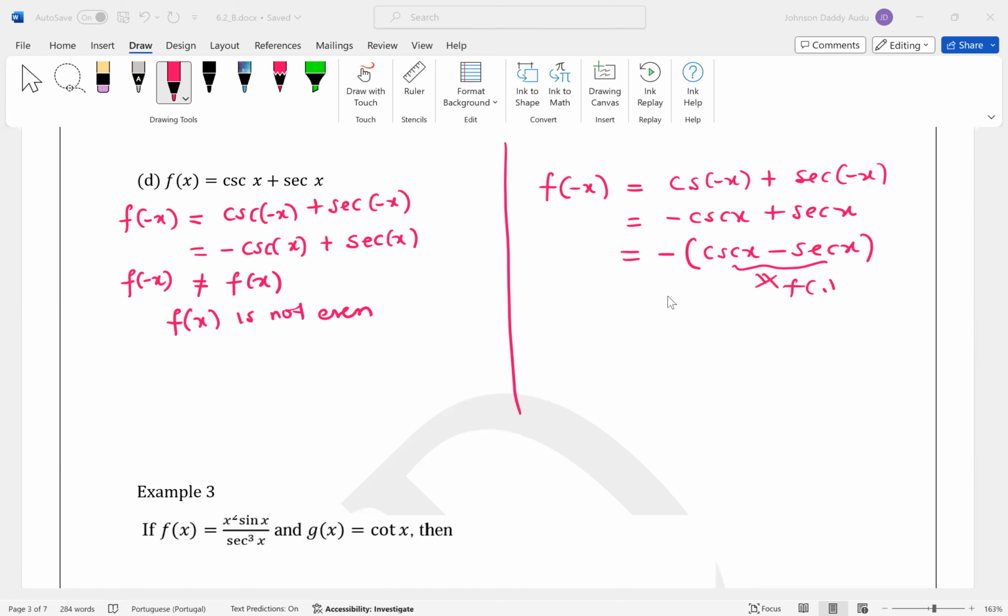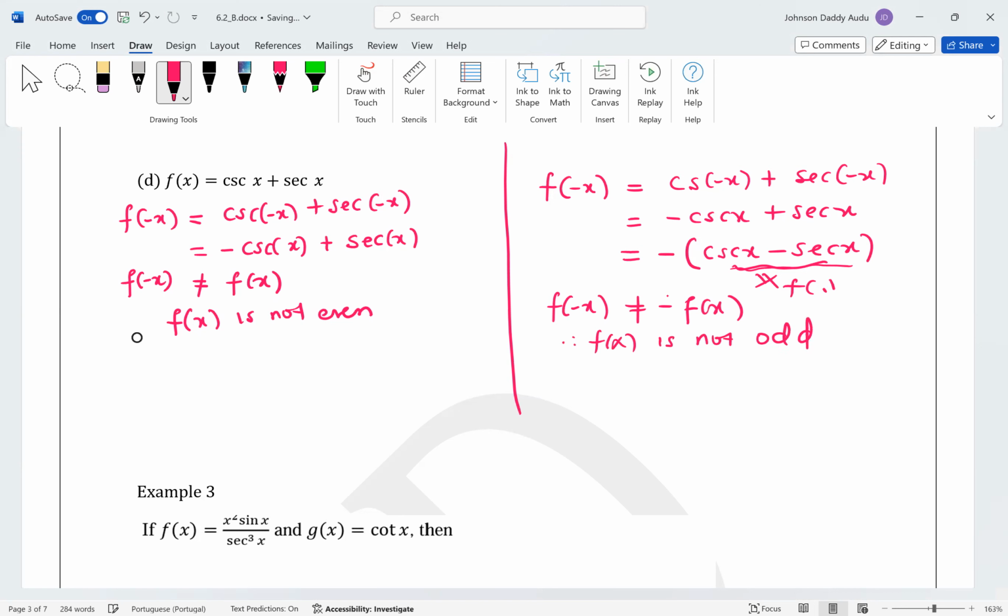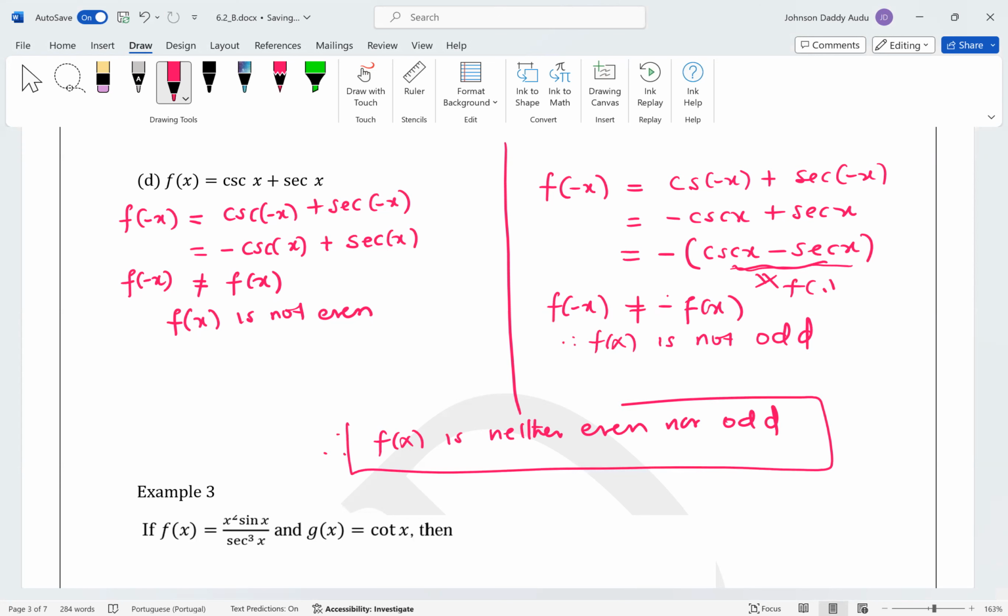So here we can see that we cannot recover any of it back because this is not the same thing as f of x. So we can say that f of minus x is also not the same thing as minus f of x. So it means that what? F of x is not odd. So with these two now, your conclusion should be f of x is neither even nor odd function. So this is the conclusion for this.